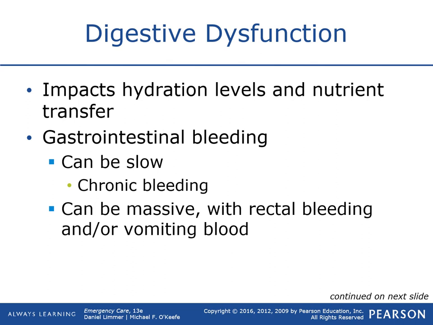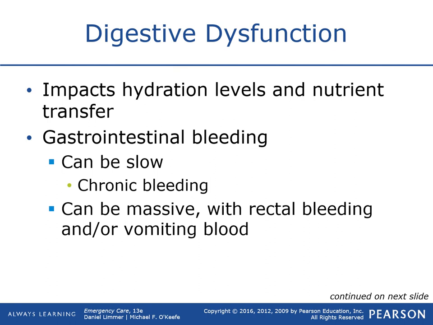So when your digestive system is not functioning right, it can impact your hydration levels and nutrient transfer. It affects your hydration levels because that's typically how we get all the fluid in our body, through your digestive system. So GI, or gastrointestinal bleeding, that's bleeding somewhere in your digestive tract. You have two major types of bleeding. You either have slow or massive.